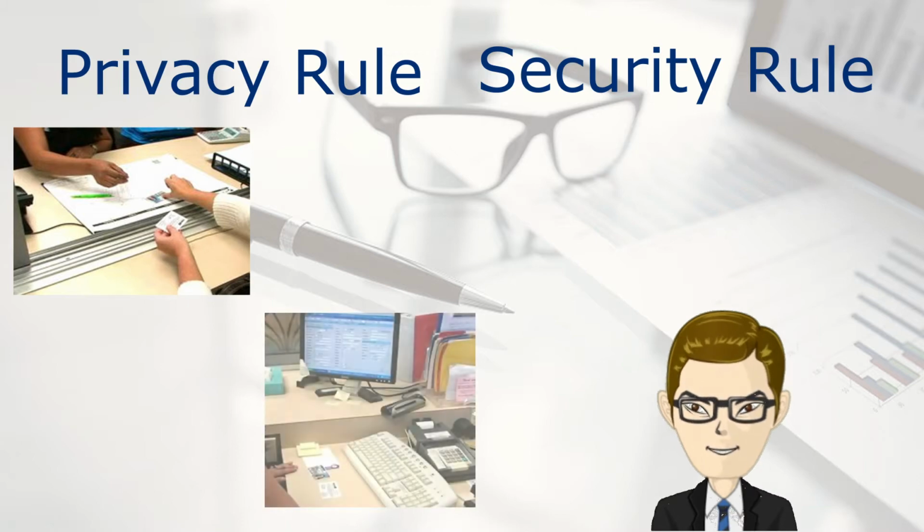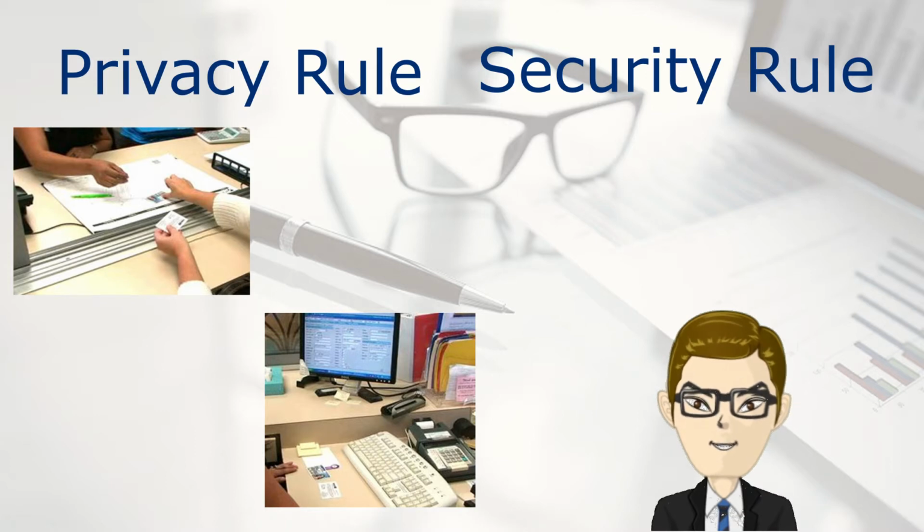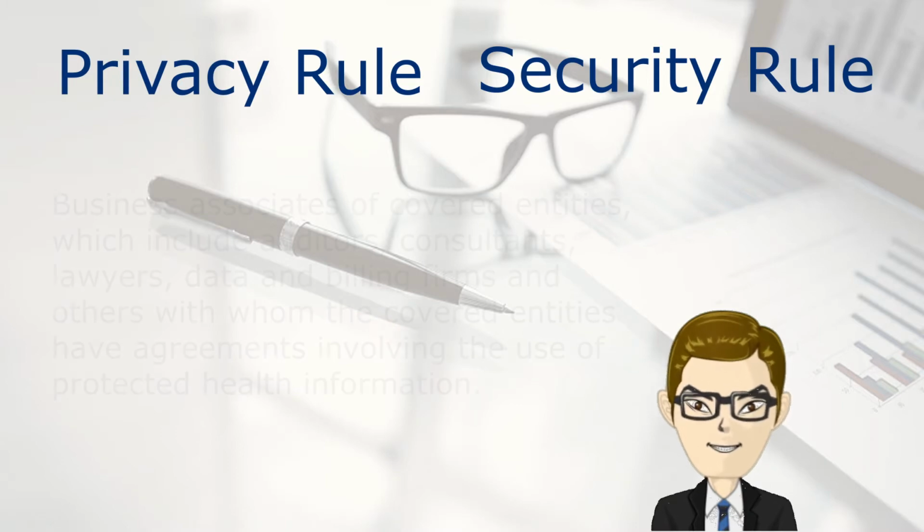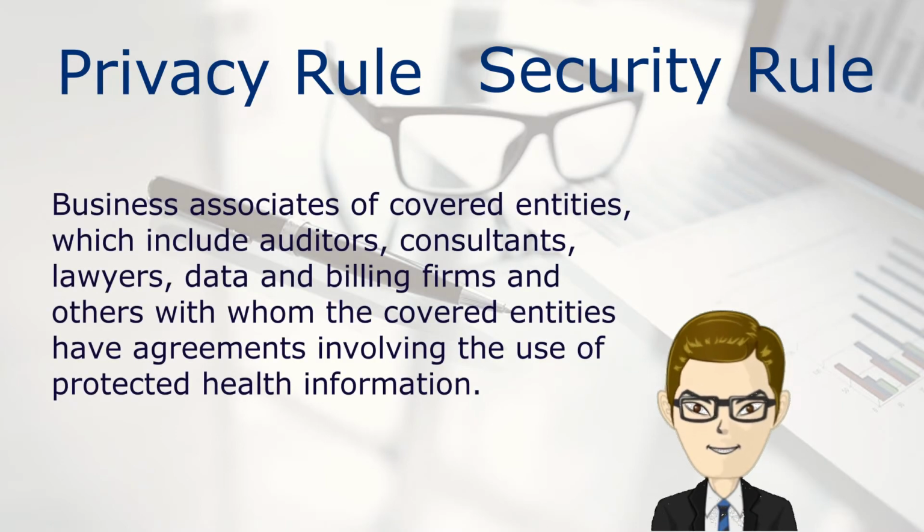secure manner. HIPAA covers a broad scope and affects every department of every entity that has access to personal health information. Hospitals, insurance companies, medical practices and other healthcare organizations are going through significant changes in the way they handle patient information. Entities covered by the privacy and security rules include healthcare plans, healthcare providers, healthcare clearinghouses, and business associates of covered entities, which include auditors, consultants, lawyers, data and billing firms and others with whom the covered entities have agreements involving the use of protected health information.